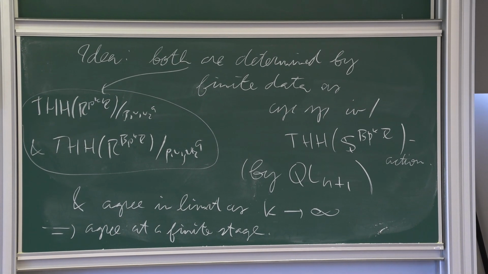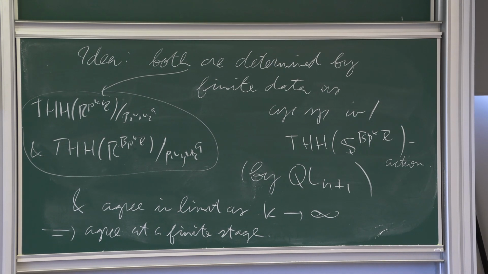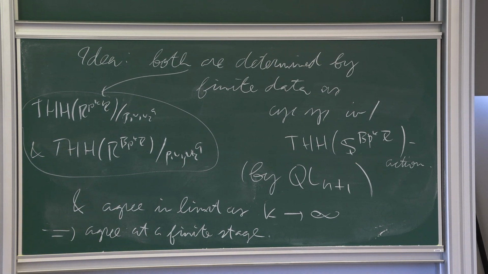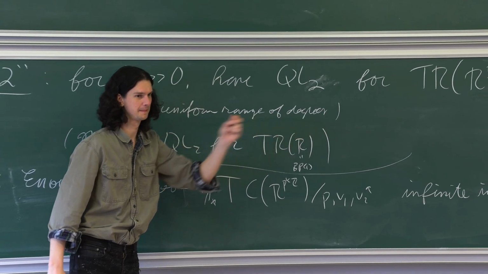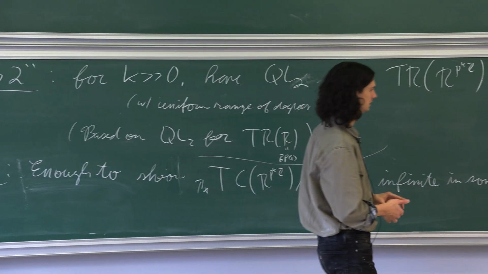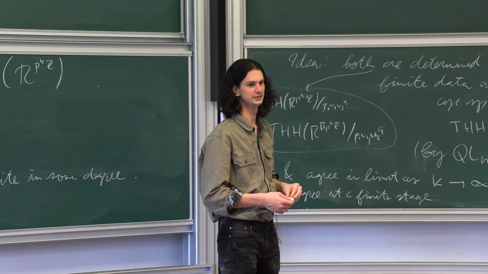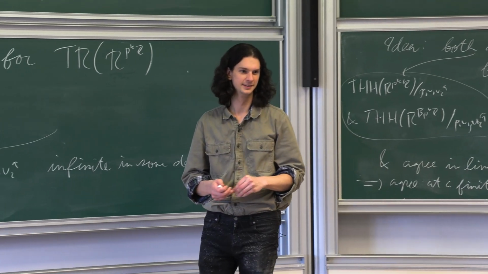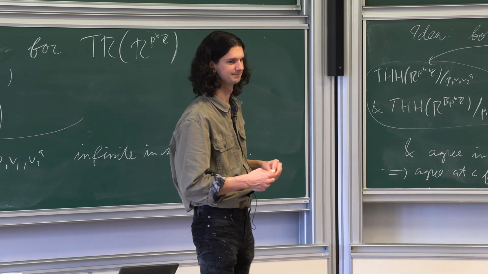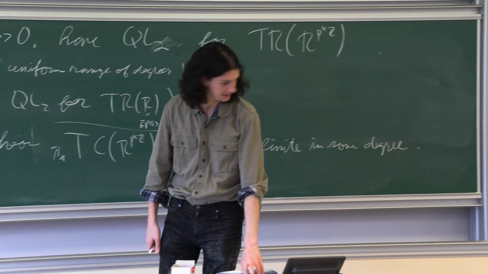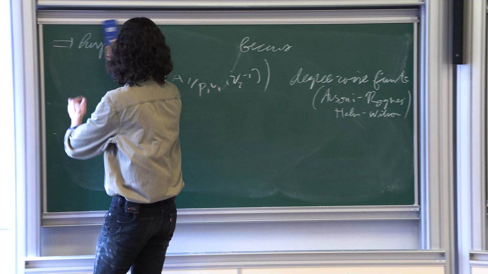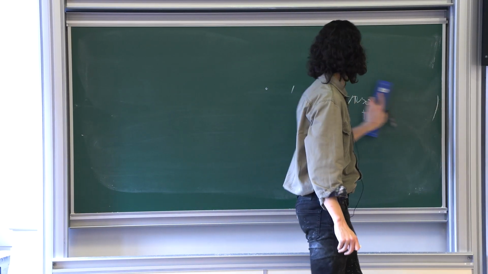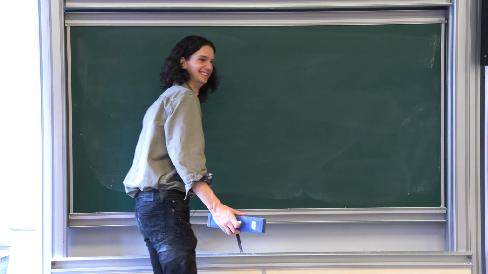Okay, so determined by finite data, but you have to know how this data changes with k. Right, but it's uniform also in k, or at least the range of degrees is uniform in k. So when you agree in the limit, you somehow can descend it. Yeah, this is one of the key ideas. Maybe I've said that phrase too many times. Maybe it's lost meaning now.